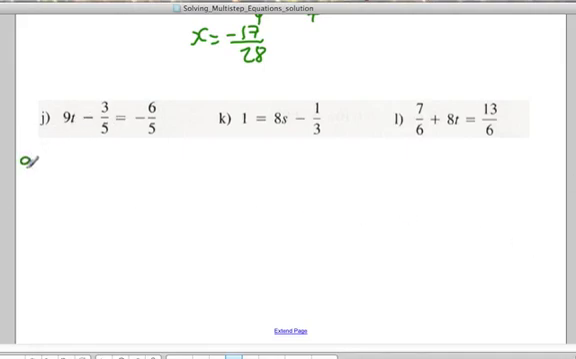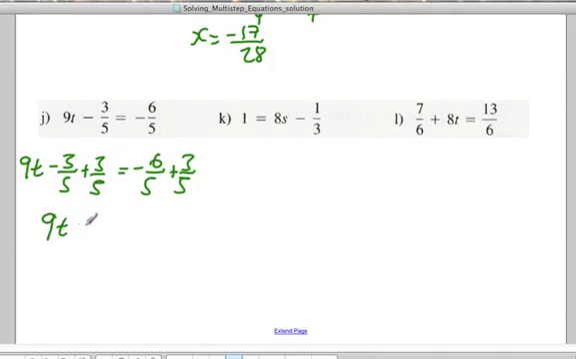For j, 9t subtract 3/5, and we're going to add 3/5 to get rid of the fraction here. So this is equal to negative 6/5 plus 3/5. So we've added 3/5 to both sides of the equation. So 9t is equal to negative 6 plus 3, which is negative 3. Keep the denominator. And now we're going to divide both sides by 9. So 9t over 9 is equal to negative 3/5 divided by 9.